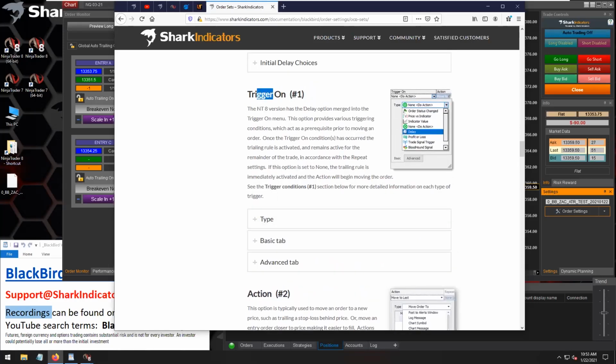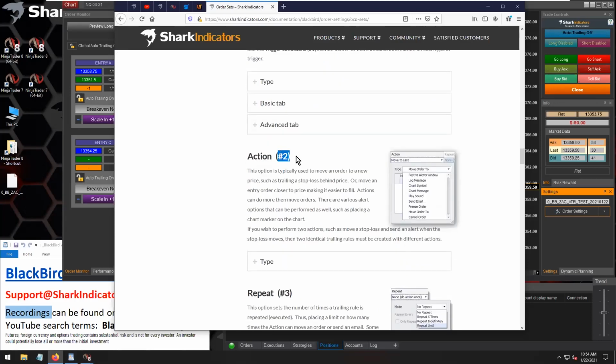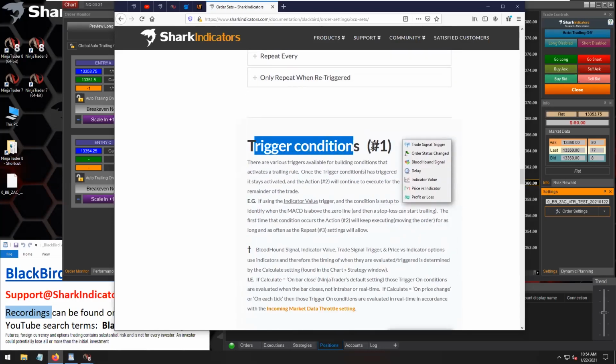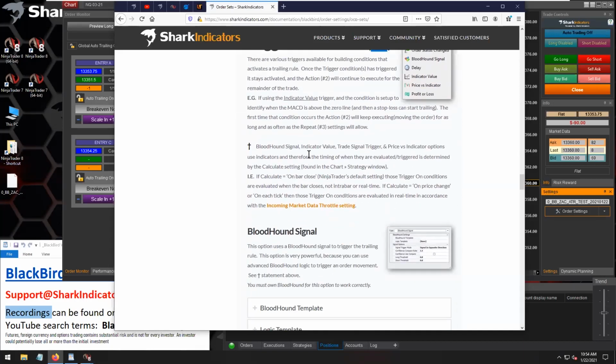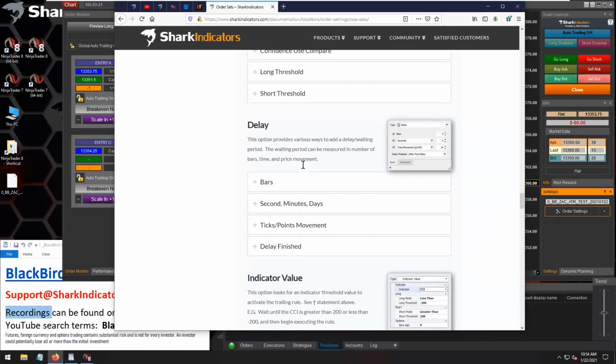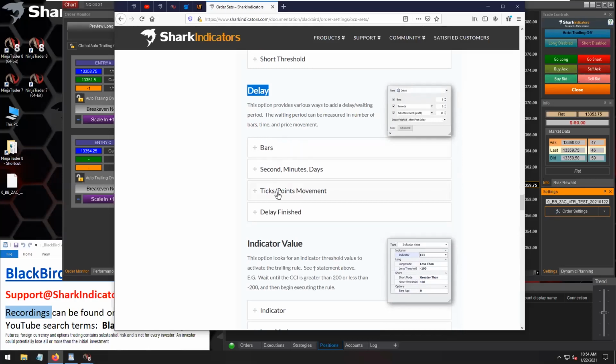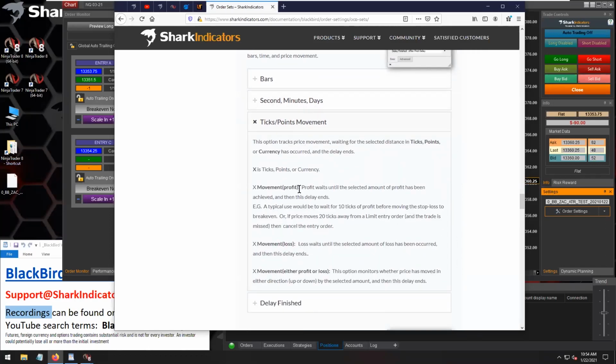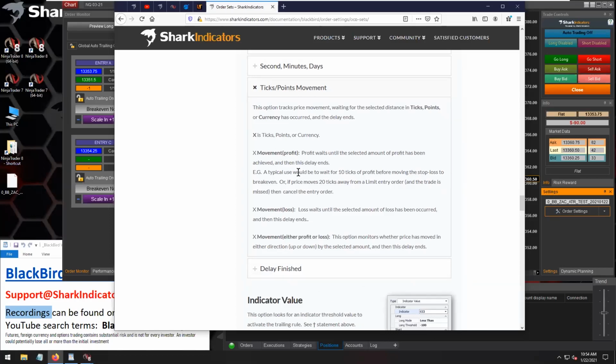And so if you notice, it says trigger, and then there's a number 1 here, right? Action has number 2, repeat has number 3. If we keep scrolling down, here we go, trigger conditions number 1. So this section, as you can see, there's a lot more information here. This section down here gives you the full explanation of what a delay trigger does. And so we were using the ticks and points of movement here. And here's an explanation of that. So we can see there's ticks, points, and currency, and then there's movement in a profitable direction, movement in a loss direction.